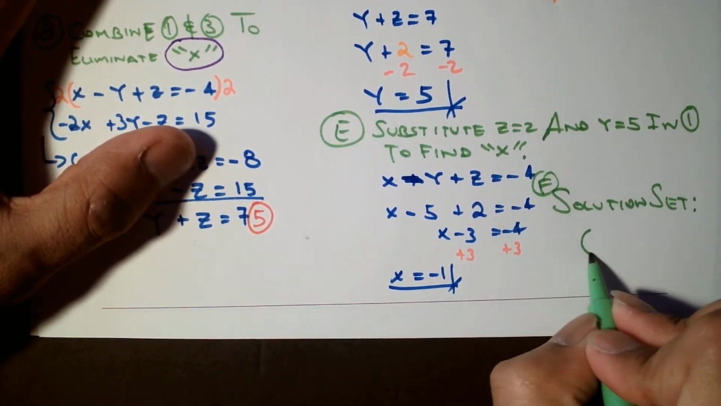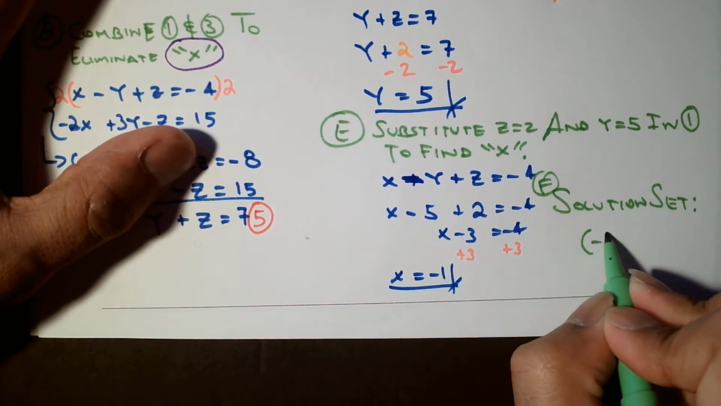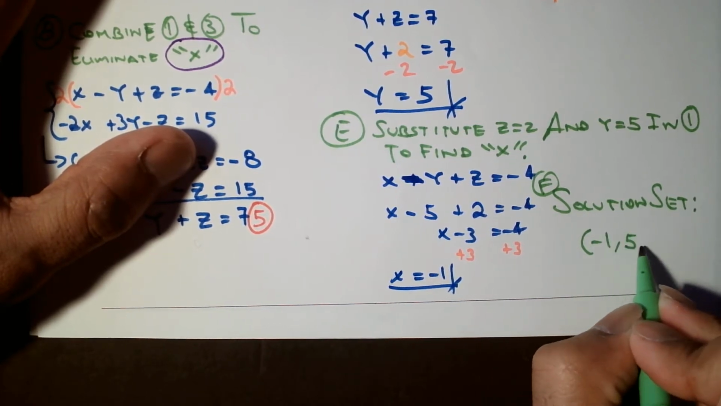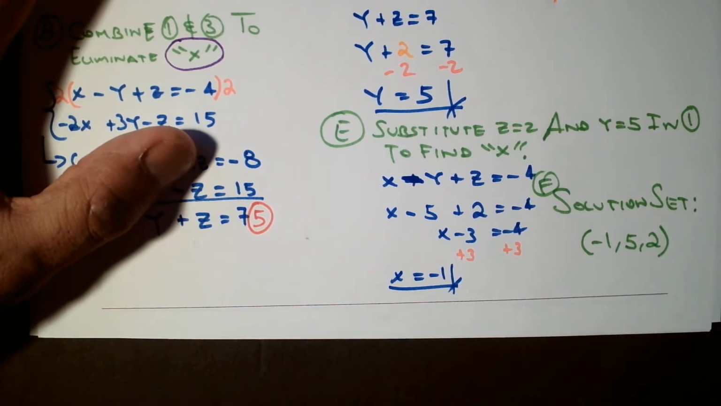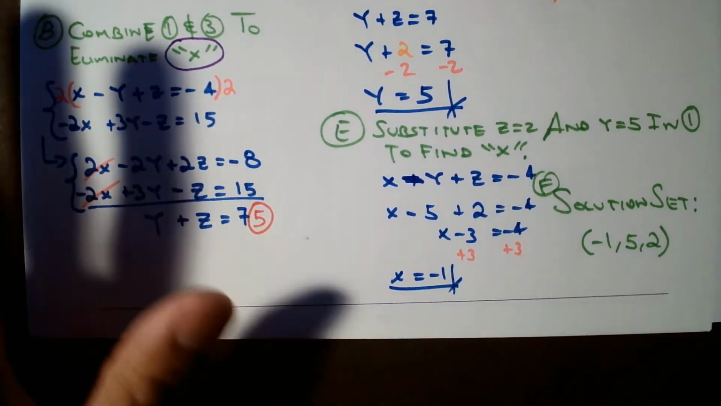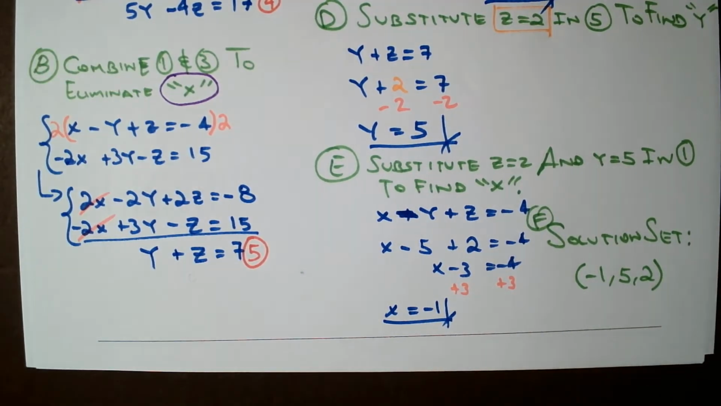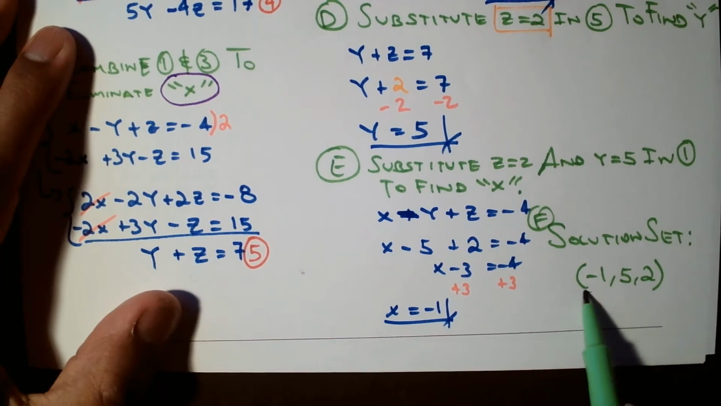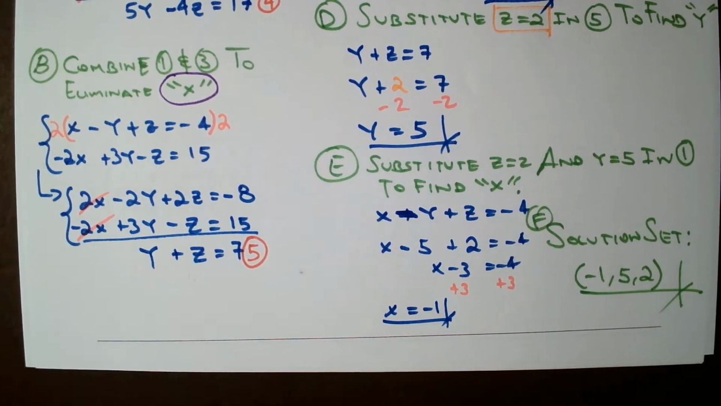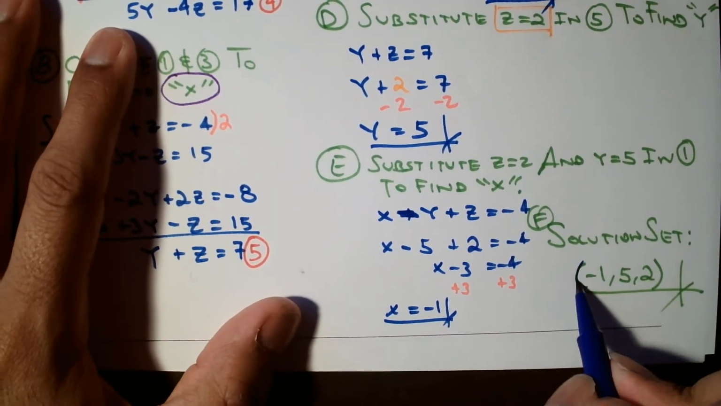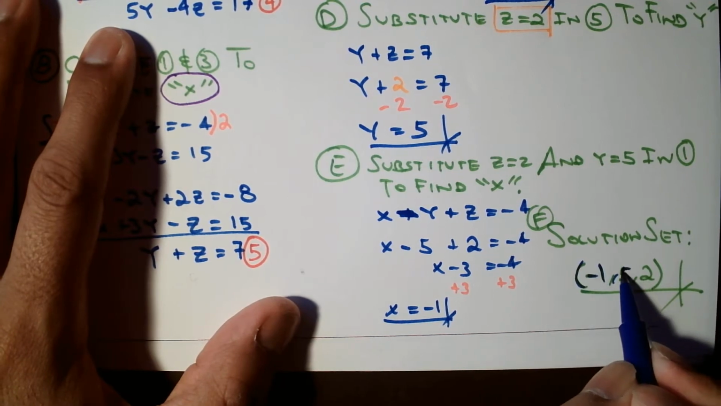Okay, that's the ordered triple: -1, 5, and 2. So not an ordered pair like the systems of equations with 2 equations and 2 unknowns. In this case, an ordered triple. This is x, this is y, and this is z. Final answer to this. Well, maybe I should have used a different color. The actual color. All right.